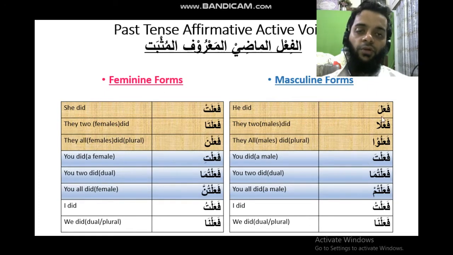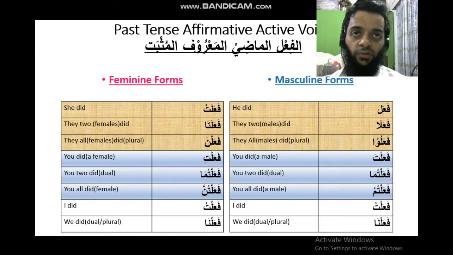So what we basically have to do is memorize this table. Once we memorize it, then we can create different verbs on this table. So for instance, this fa'ala is a verb which means he did, but it is also a pattern upon which you build other verbs.